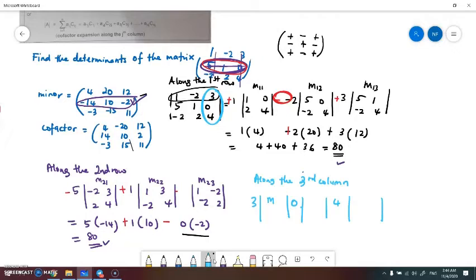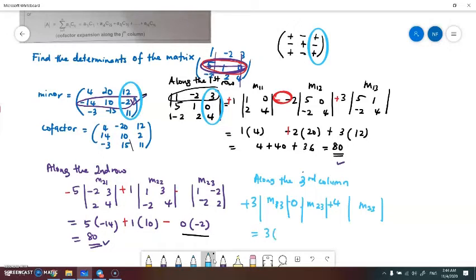Since we already found the minor, I will just take it here. First row, third column, and then second row, third column, third row, third column. And then you check the signs: positive, negative, positive. So you have positive, negative, and then positive here.